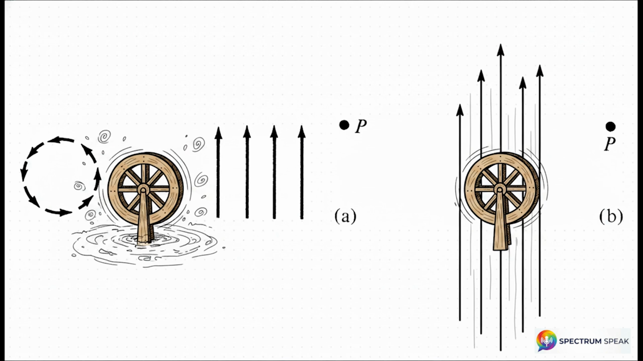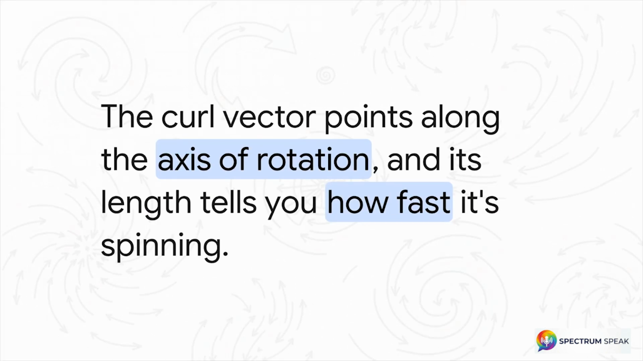Now look at the right. The current is totally uniform. The water just pushes the paddle wheel downstream. It moves, but it doesn't spin. The forces on all sides are perfectly balanced. That's a field with zero curl. Simple as that. And here's the crucial part.